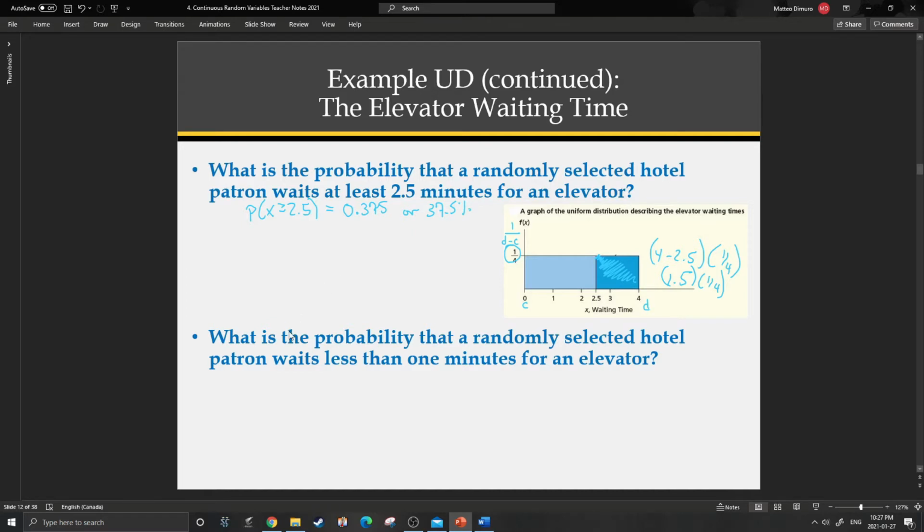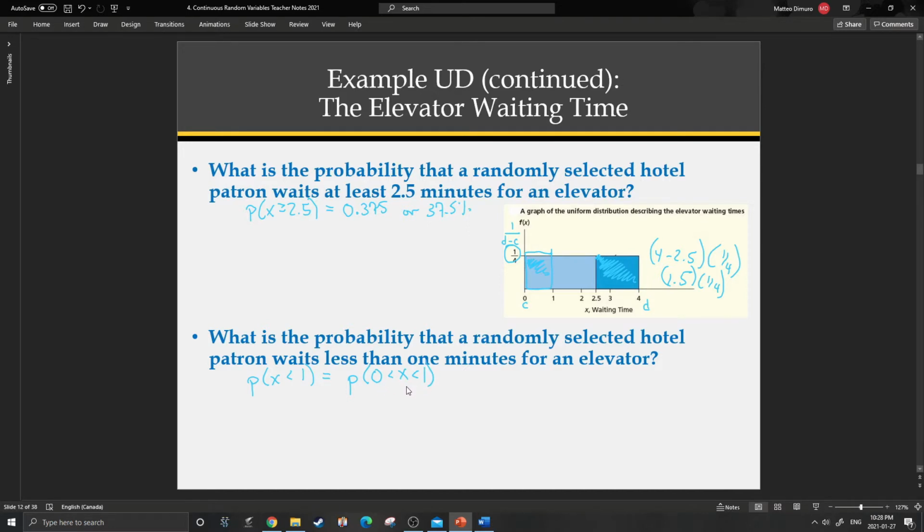All right. What is the probability that a randomly selected hotel patron waits less than 1 minute for an elevator? So really what we're asking for is the probability that x is less than 1, which really is like asking me, from here to 0. So I'm just finding this area this time. Another way that you could write this, it's really like asking what's the probability that x is going to be between 0 and 1.